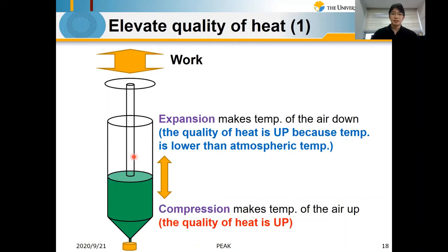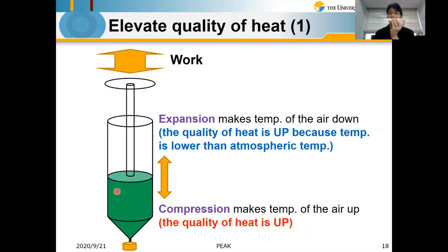This is a syringe. I also prepared the syringe here. The green part has the air. Okay. The needle side is capped by my finger, like this. By using work to push and then pull, like this, the air inside the syringe is compressed and expanded.